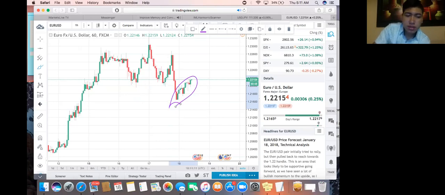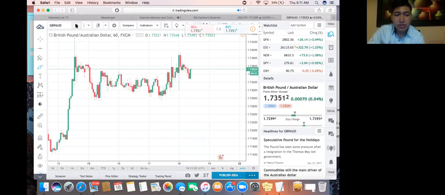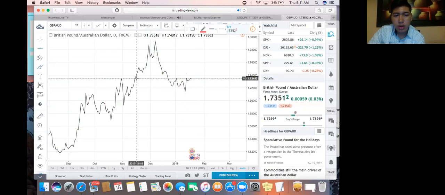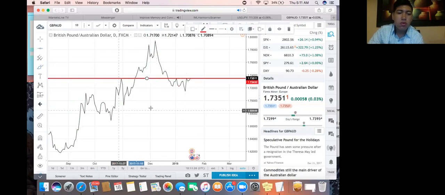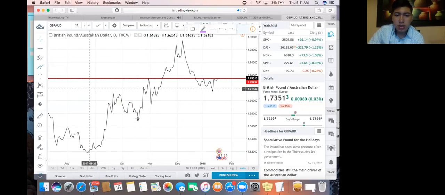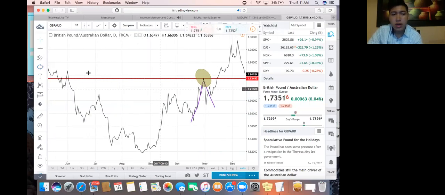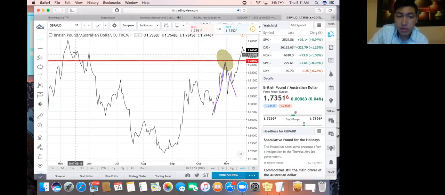So let me go ahead and put the GBP AUD so I can show you guys an example of the importance of support and resistance levels on the daily. If I put this line in and I draw right here, why did the price come up to this level and, boom, it fell? Why did it do that? Let me draw the ellipse right there. Why did the price come up to this resistance? Well, one is because in the past it was a resistance, as you can see right here.